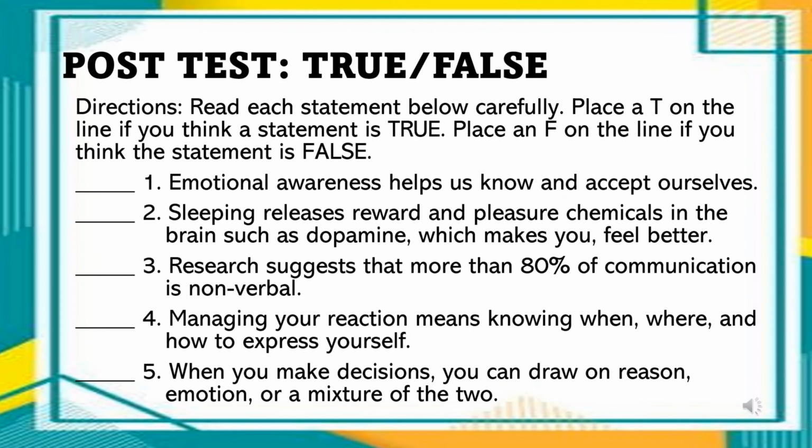Post-test. True or false. Directions. Read each statement below carefully. Place a T on the line if you think a statement is true. Place an F on the line if you think the statement is false. 1. Emotional awareness helps us know and accept ourselves. 2. Sleeping releases reward and pleasure chemicals in the brain such as dopamine, which makes you feel better. 3. Research suggests that more than 80% of communication is nonverbal. 4. Managing your reaction means knowing when, where, and how to express yourself. 5. When you make decisions, you can draw on reason, emotion, or a mixture of the two.